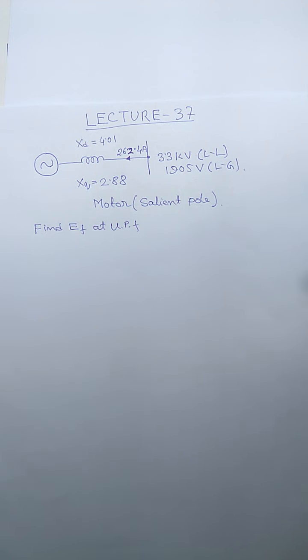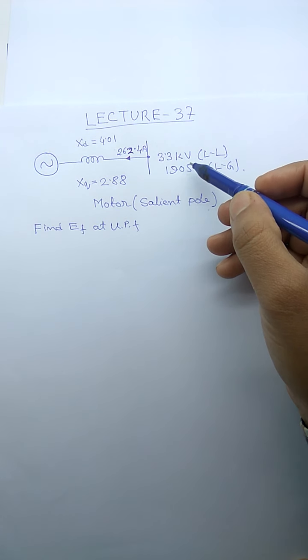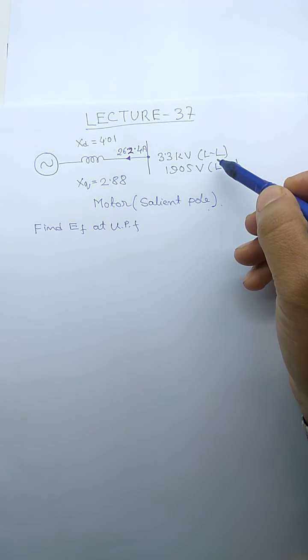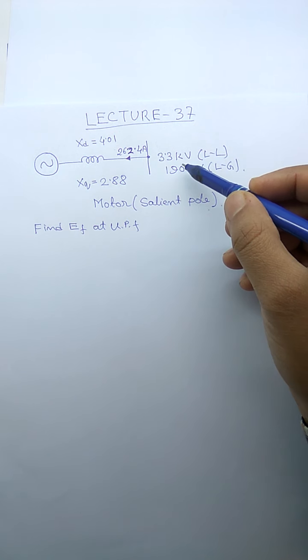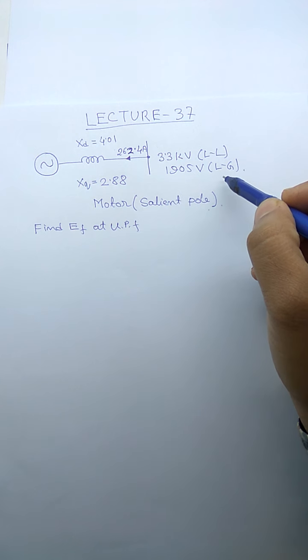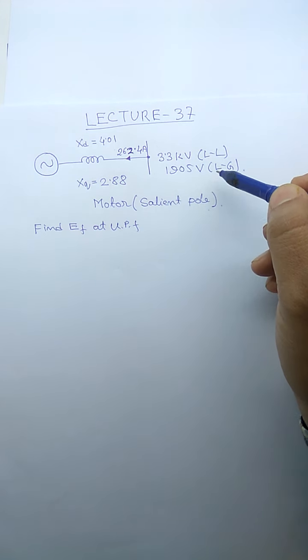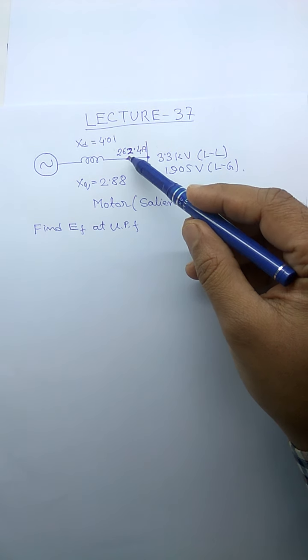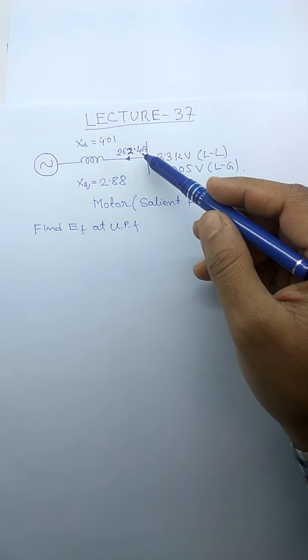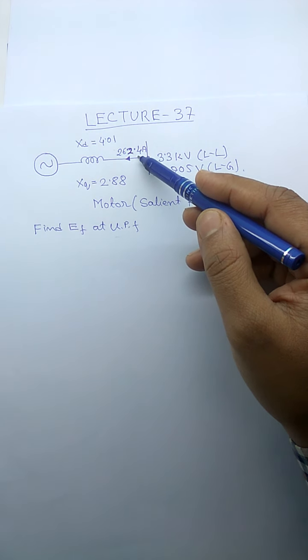This is a numerical in which it has been mentioned that it is a salient pole synchronous motor. It is connected to a 3.3 kV line. That means the grid voltage is 3.3 kV line to line, so the line to neutral voltage will be 1 by root 3 times of this, 1905 volt. It is supplying 262.4 ampere at unity power factor. So the current is 262.4 ampere.